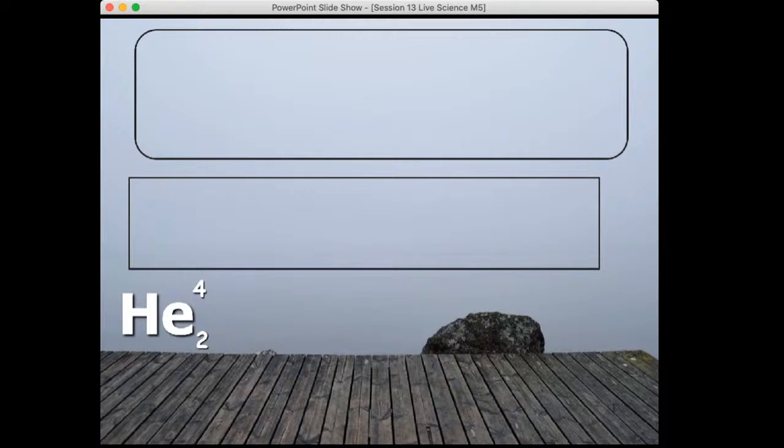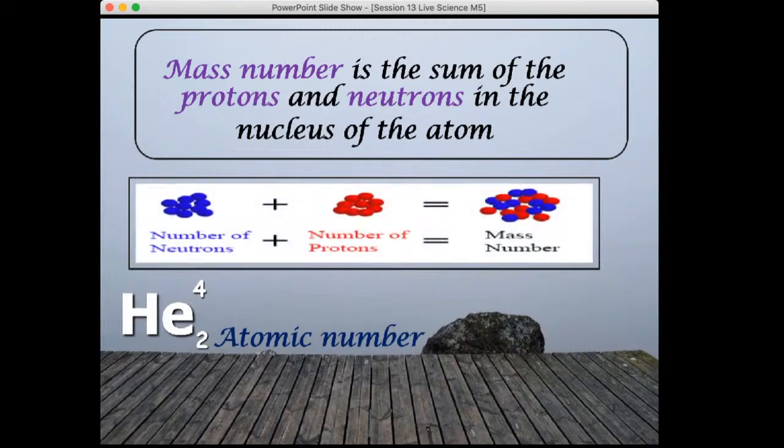The next one is what is called the mass number or the nucleon number. The mass number is the sum of the protons and neutrons in the nucleus of the atom. The number of neutrons plus the number of protons equal to the mass number. In the previous lessons, we learned that the protons and the neutrons are found in the nucleus of the atom. These make up the mass of the atom.